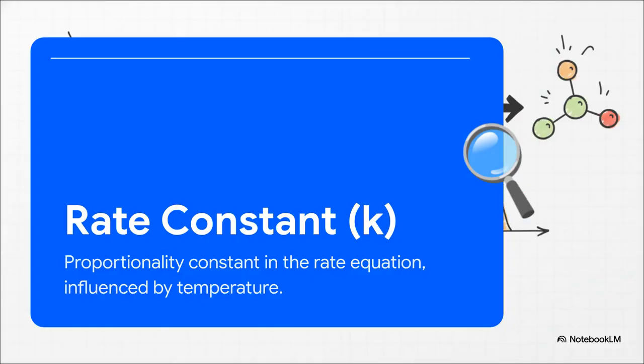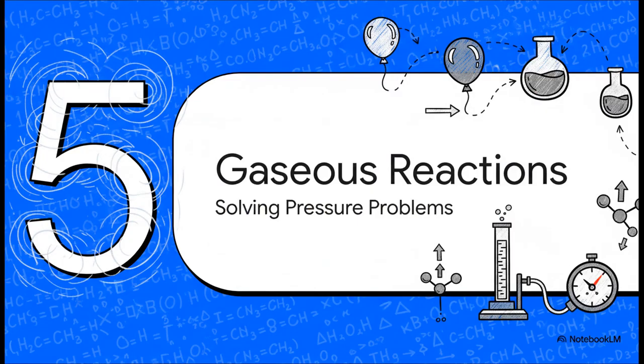And in that rate law equation, you probably notice the letter k. That is your rate constant. It's the proportionality constant in the differential rate equation. It's heavily influenced by experimental conditions like temperature and the presence of a catalyst. In fact, temperature's influence is perfectly defined by the Arrhenius equation, where k equals A times e to the power of negative activation energy divided by RT. Finally, we reach Section 5, Solving Gaseous Reaction Problems.